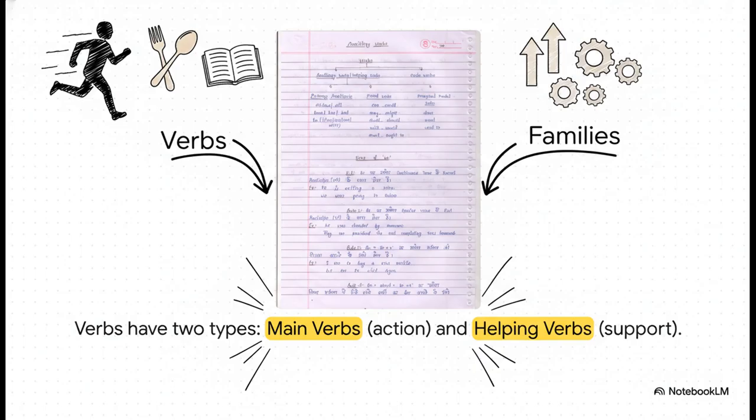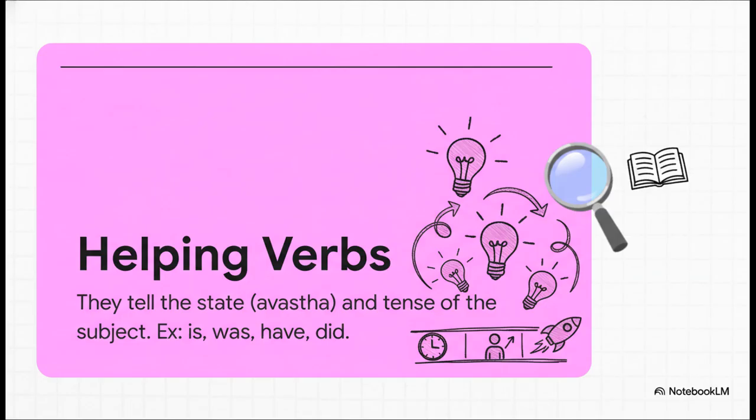Then you have the auxiliary or helping verbs. Think of them as a support crew. They're not the main event, but they give you all the critical background information. So these helping verbs tell us about the state, the avasta, of the subject. It's not about what the subject is doing, but what condition it's in. And super importantly, they tell us the tense: present, past, or future. Words like is, was, have, and did, these are the building blocks that set the entire timeline for a sentence.